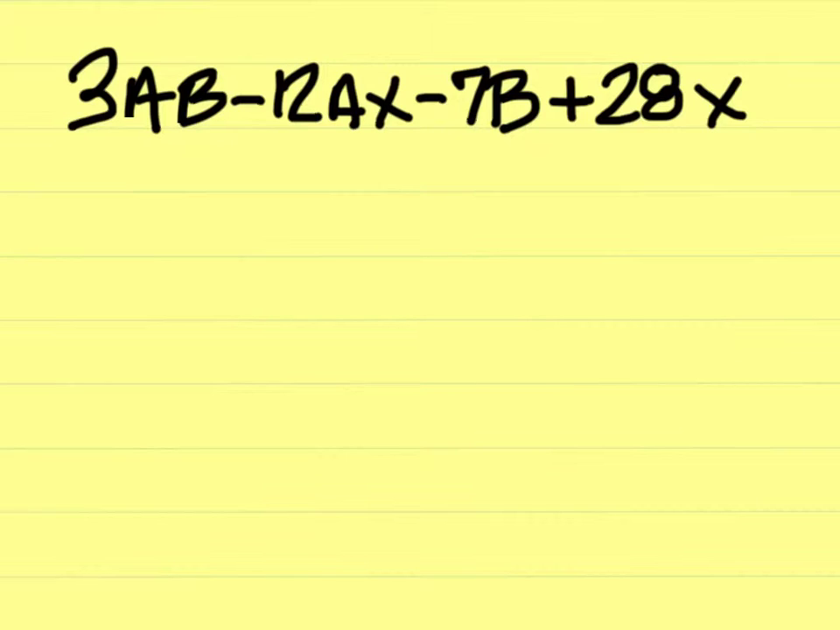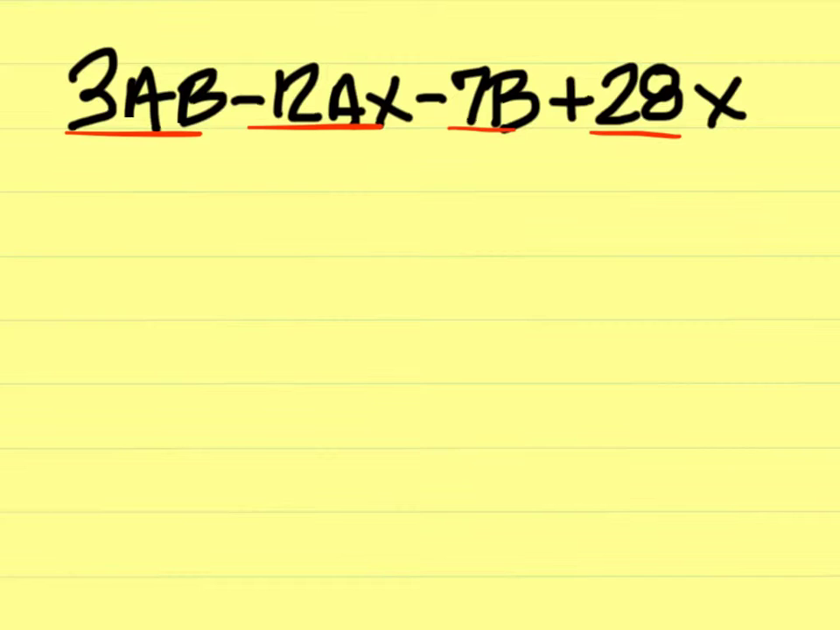Give this one a try. Bring it up. For this problem, we have 3AB minus 12AX on the front. That's an obvious choice because you also have 7 and 28 in the back. Let's see if we can find a different way to do this and come up with an answer.